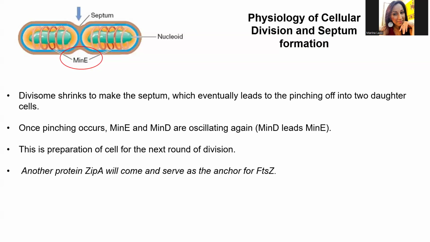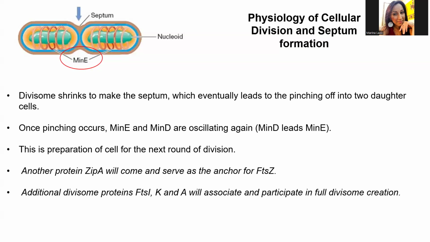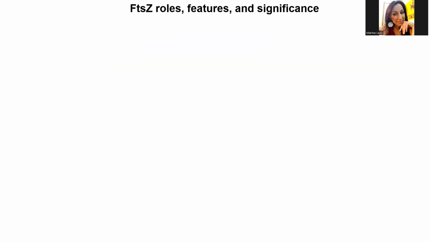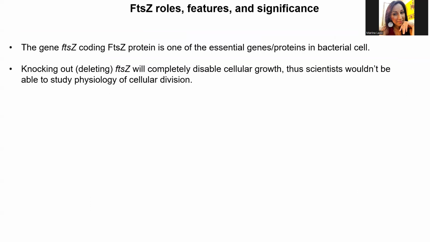There are a few additional proteins that help in FtsZ divisome forming. Again, FtsZ is the one that forms the divisome. MinE is preceding it. MinD leads MinE. But this protein ZipA is just an anchor for FtsZ. And there are other divisome proteins that I usually don't really ask, like FtsK and FtsA. Most important for you is to memorize FtsZ and all the physiology behind FtsZ, MinE and MinD. And I will again emphasize FtsZ roles are very important, and we already talked about why FtsZ is important.